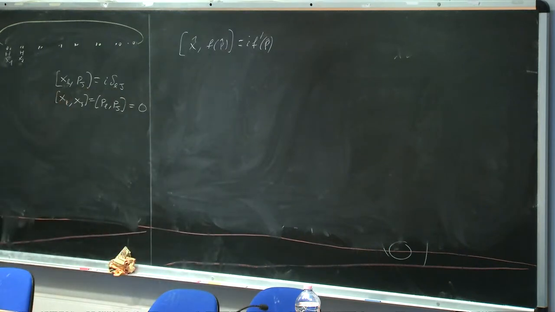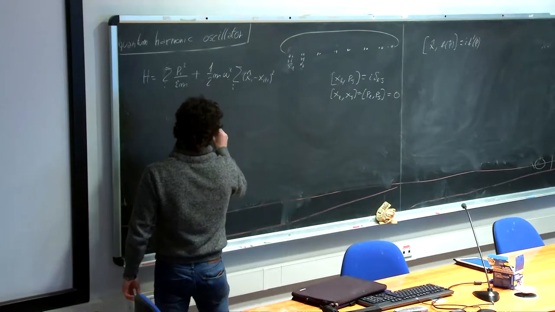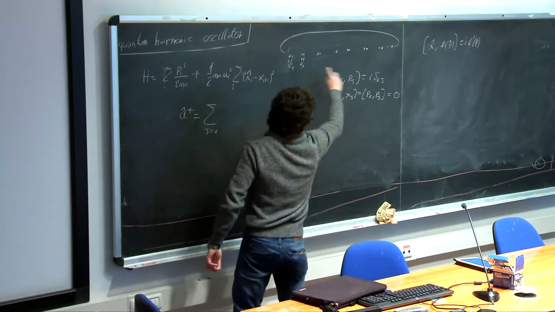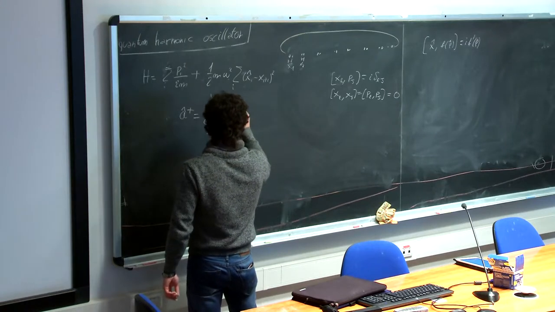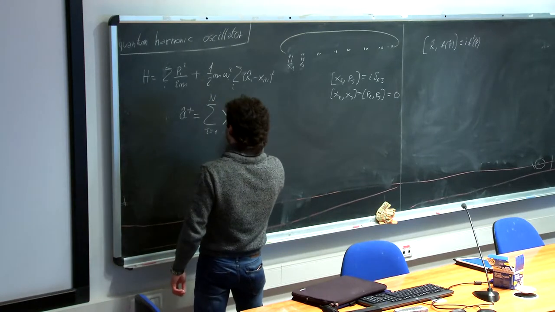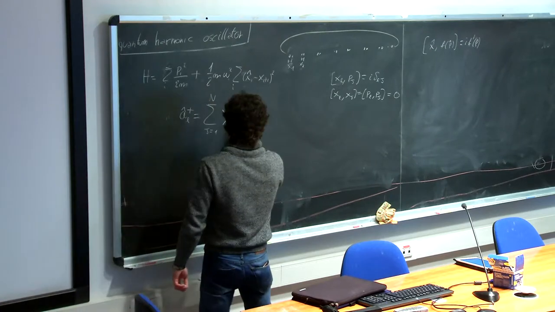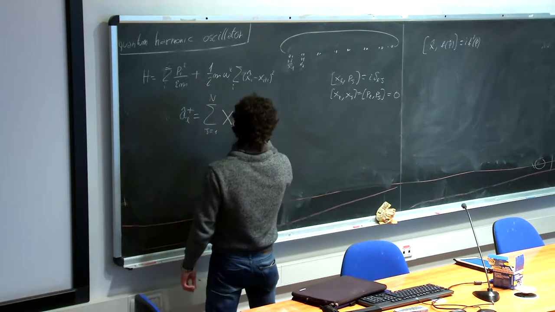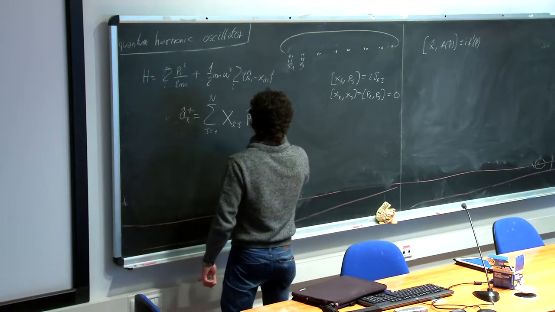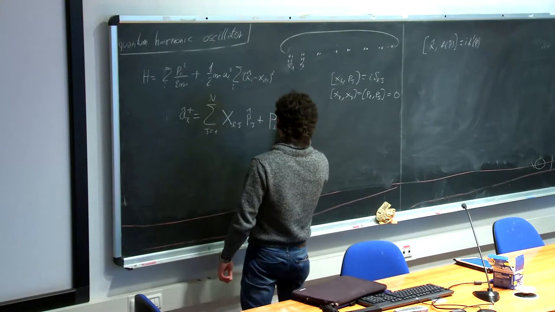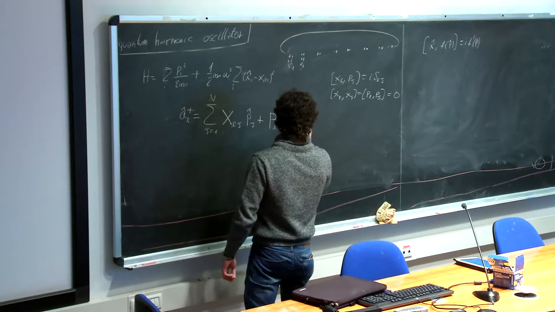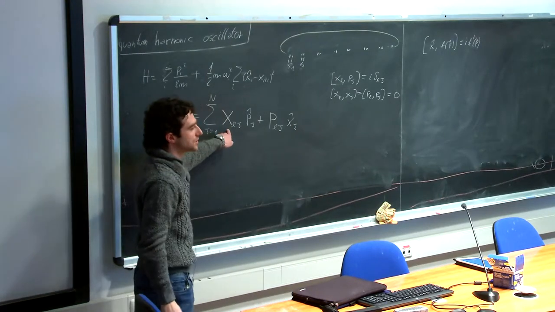So this means that we could define an operator of this form, a dagger equals some linear combination, sum over j from 1 to N, where N is the number of sites, with some coefficients: x_l j times p_j plus p_l j times x_j. So these are just coefficients.